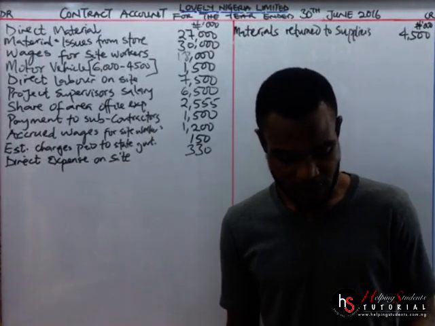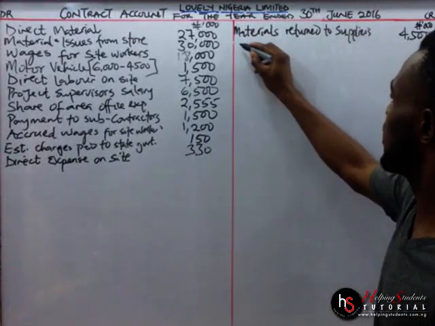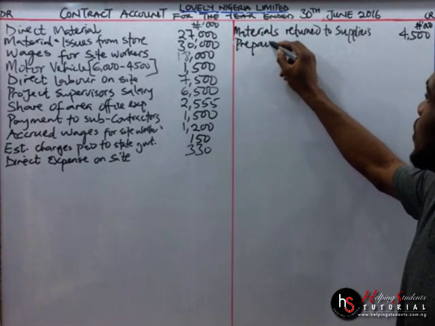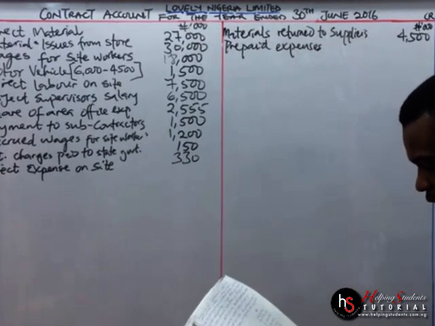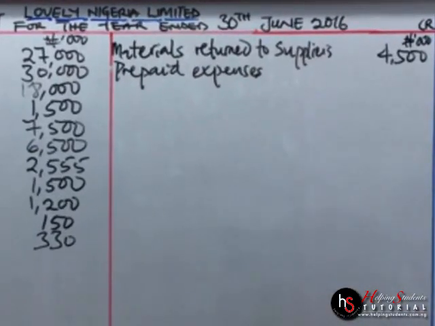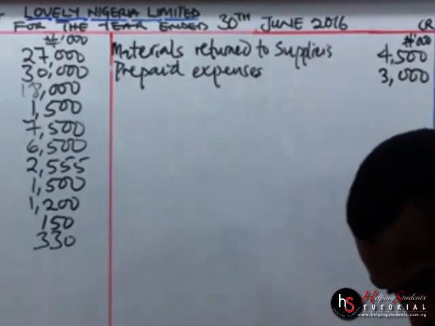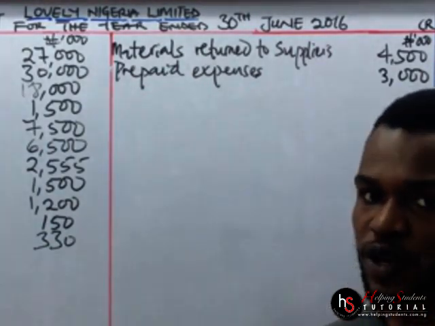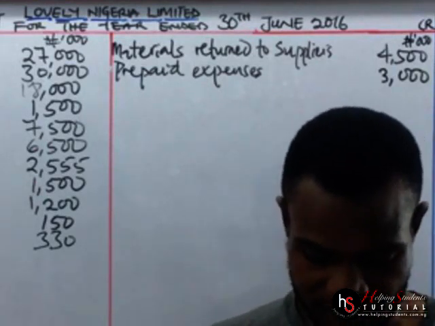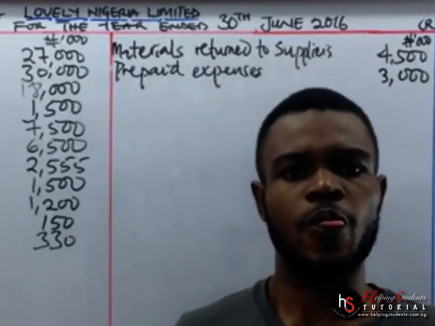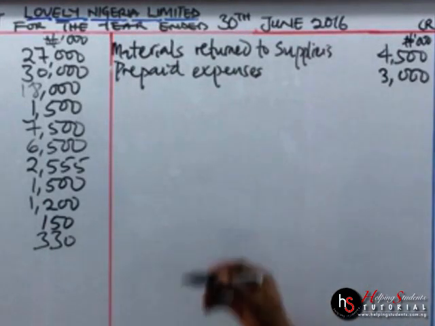We have the prepaid expenses. The prepaid expenses will go to the credit side, okay? And from the question, the prepaid expenses we have 3 million, so we have 3,000 here. All right? So the next is the cash received. We don't make use of the cash received now, okay? We also have the value of materials on site. So the value of materials on site will also move over to the credit side.